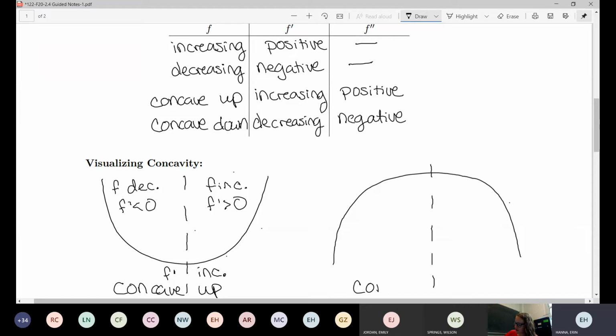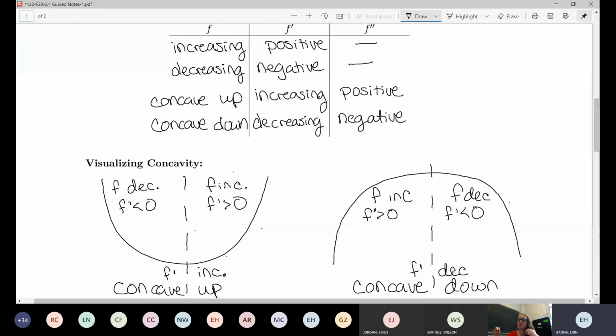And then we have our concave down option. So your first derivative would be decreasing over the whole entire thing. Both of those options, f prime would be decreasing, which is kind of why I wrote them in the middle. But then we have either f is increasing or f is decreasing. So f prime is positive or f prime is negative, respectively.